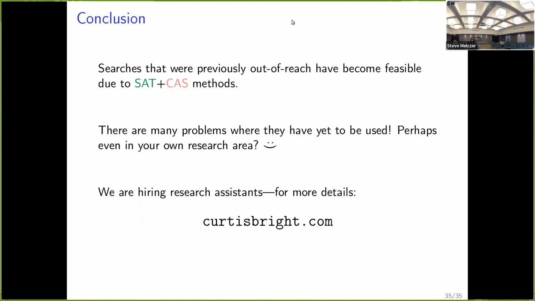Okay, so I have a few questions. In terms of the practical aspects, do you use Maple for the CAS side, or do you use purposely built C code?